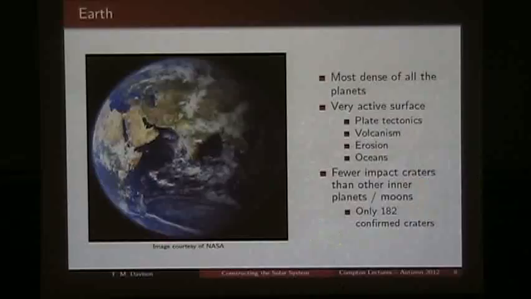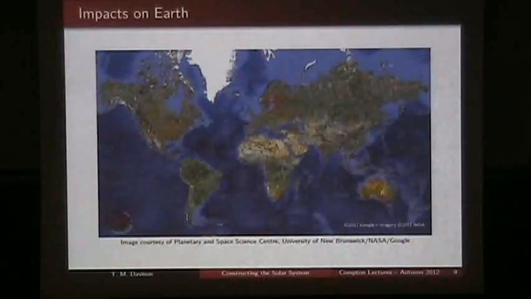We only have 182 confirmed craters, and that's mostly because these processes all work to either mask or destroy craters that have formed earlier in the history of the Earth. Here's just a map of all the confirmed craters we do have on Earth, marked in orange.